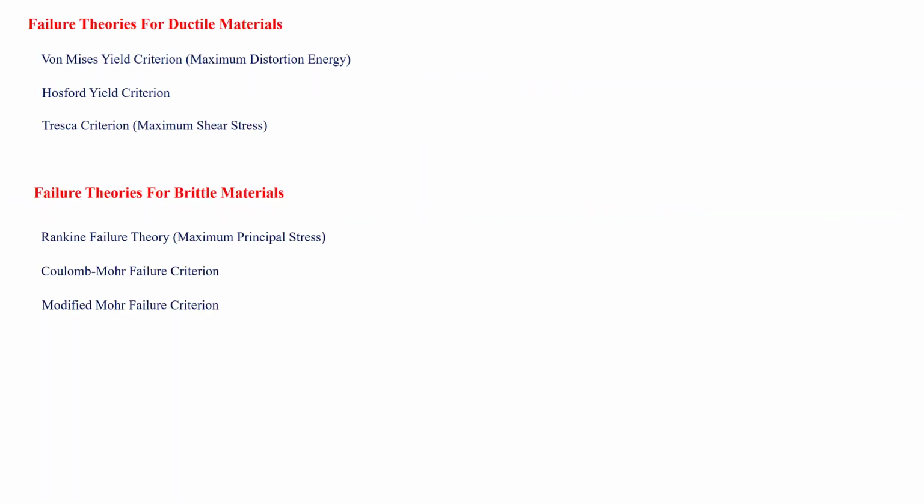Now we'll have a look at these failure theories. For ductile materials, we have the von Mises yield criterion, that is the maximum distortion energy theory, and the Tresca criterion. We consider these for ductile materials, most commonly von Mises. When it comes to brittle materials, we follow the Rankine theory, the Mohr failure criterion, the Coulomb-Mohr failure and the modified Mohr failure criteria.